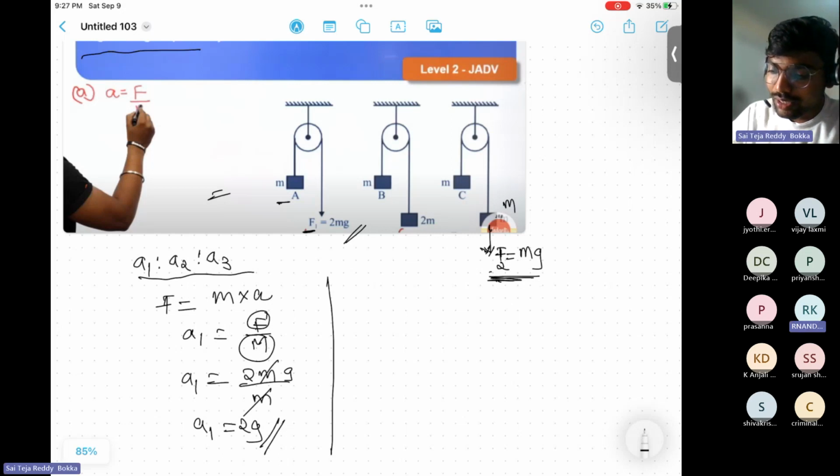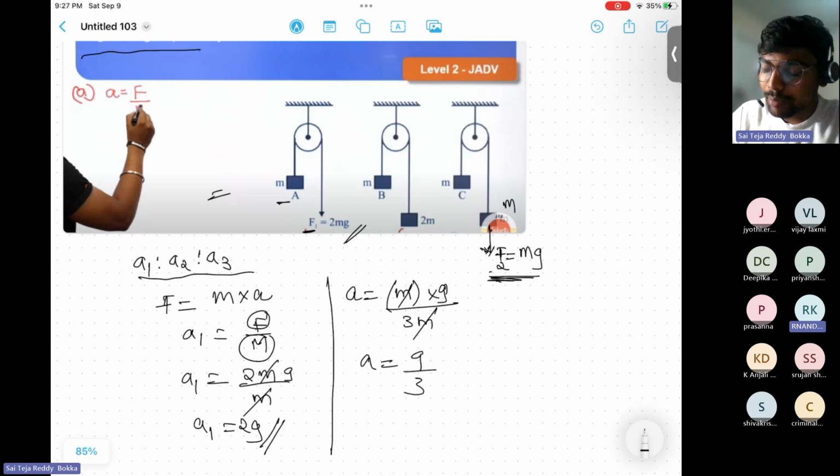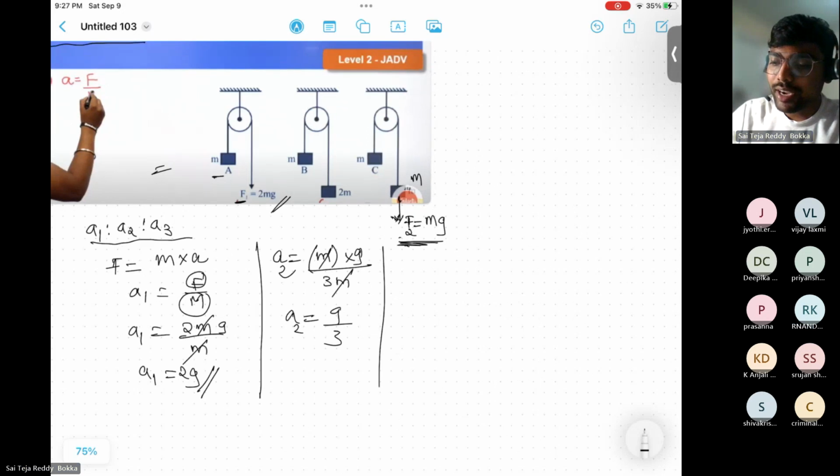And next is the second case. In the second case, how do we resolve this formula now? How to calculate the acceleration? We have to use the general formula. So 2M minus M, that will be M, M into G, by 2M plus M, that will be 3M. So M will cancel, A is equal to G by 3. So that is your acceleration at the second rope. And you have to find the acceleration at the third rope now.